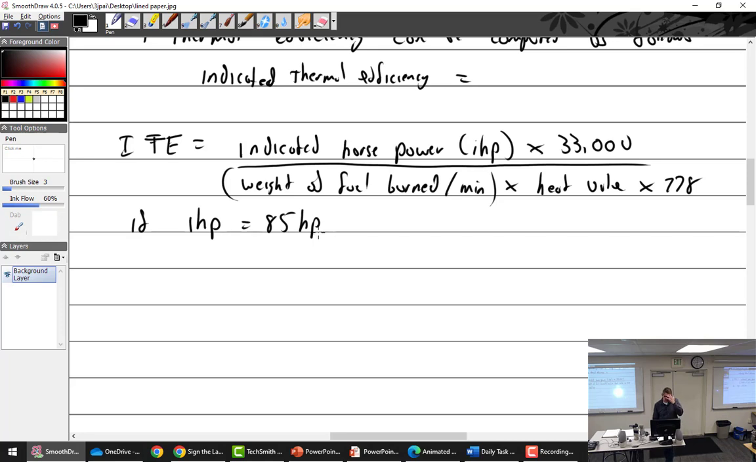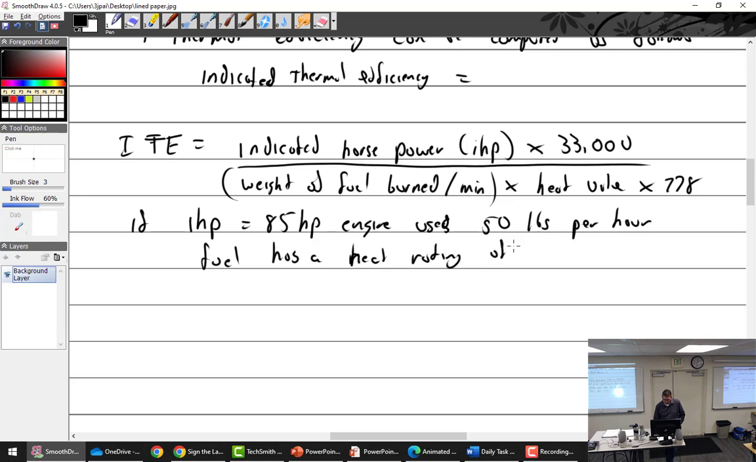So if an 85 horsepower engine uses 50 pounds per hour, and the fuel has a heat rating of 18,800 BTU per pound, then how do we figure this?